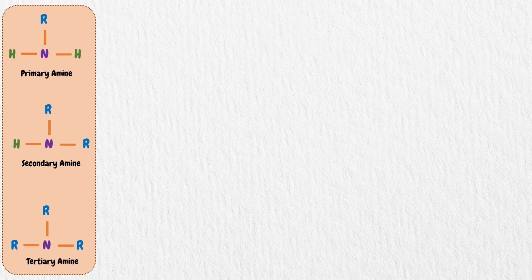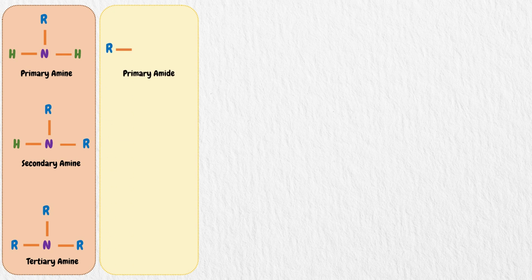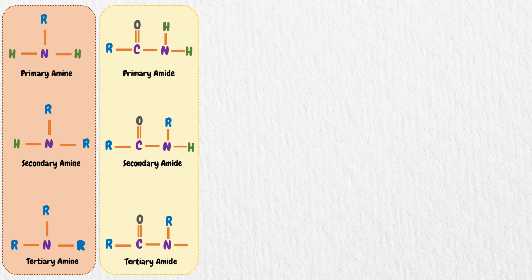3 R groups. In the structure of primary amide, 1 R group is present, and 2 hydrogens are attached to nitrogen, but the presence of a carbonyl group makes it different from amines. In the structure of secondary amide, as compared to primary amide, 1 more hydrogen is replaced by an R group. So total 2 R groups are present. In the structure of tertiary amide, 1 more hydrogen is replaced by an R group as compared to secondary amide. So total 3 R groups are present.